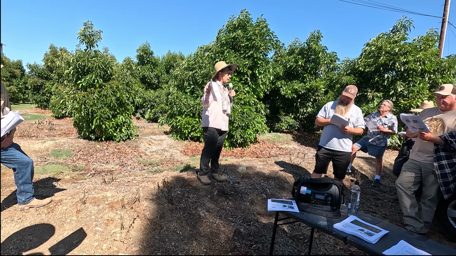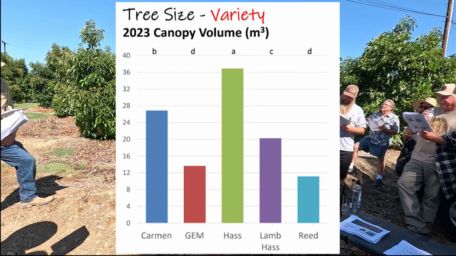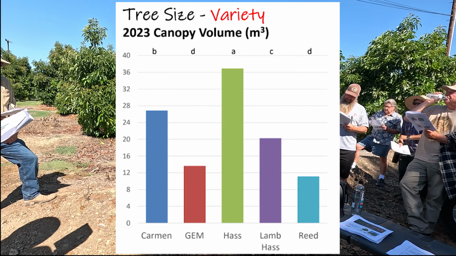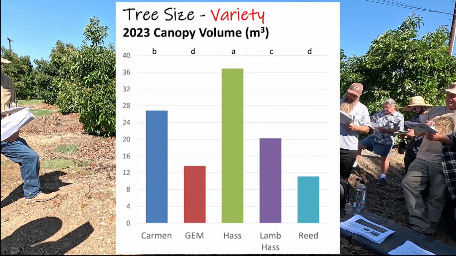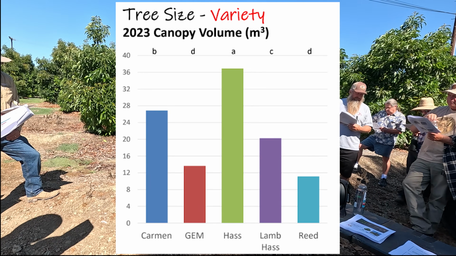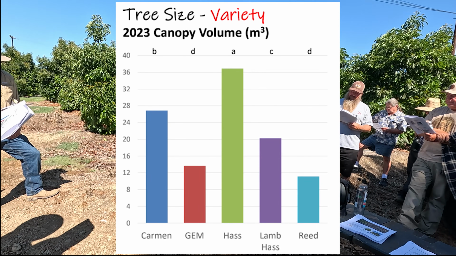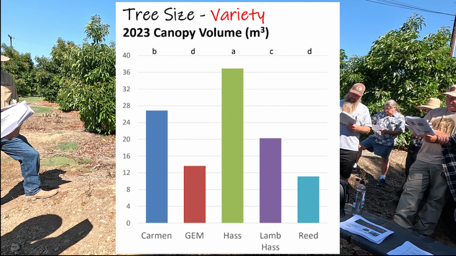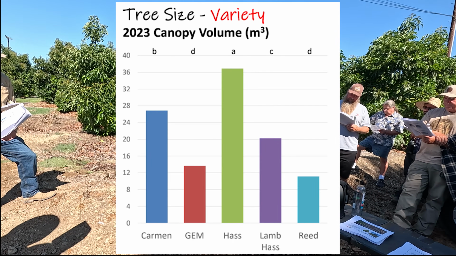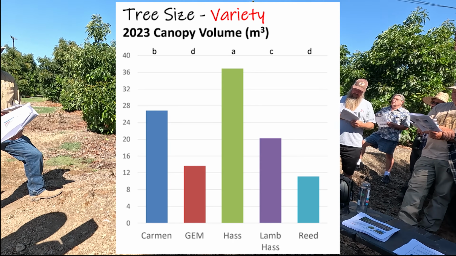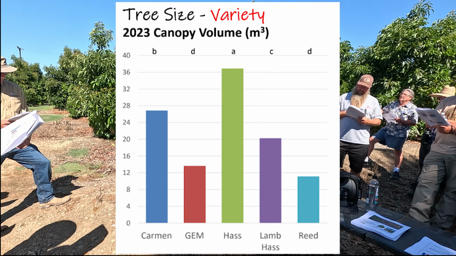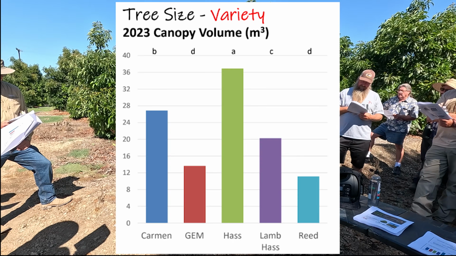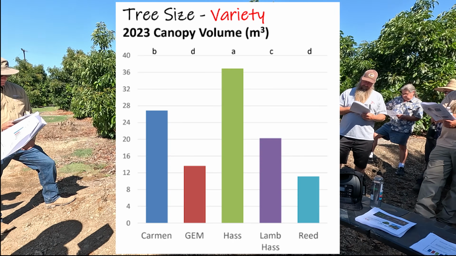We see in this, the Hass is significantly larger than everybody else in the trial in 2023, and if you look at the right, it's always been bigger than everybody else. The second largest tree is Carmen. Not surprising, because Carmen is a bud mutation of Hass. The next one is Lamb Hass. And the 2 smallest trees are Gem and Reed.